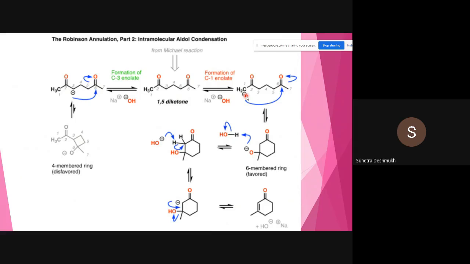Next path: the formation of the C1 enolate, that means abstraction of a proton at the first position. How does that work? Once we generate the enolate at the first carbon atom, it intramolecularly attacks, or adds to, the carbonyl group at the sixth position. CH2 minus is the nucleophile, or we can call it the enolate also. This enolate adds via a 1,2-addition pathway. In this reaction you can see the 1,2-addition as well.